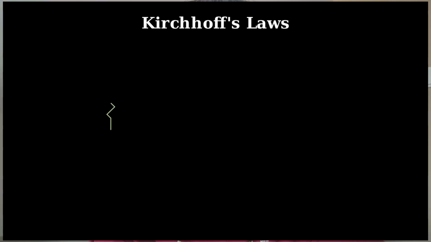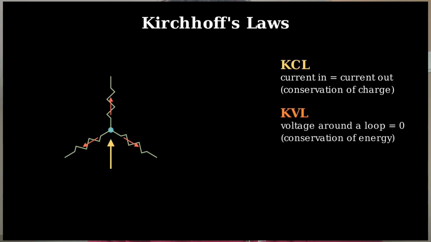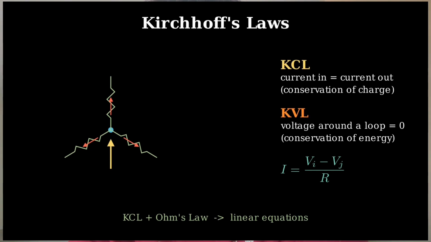Build a linear system with Kirchhoff's laws. First, Kirchhoff's current law, or KCL, says that the total current entering a node equals the total current leaving the node. This is based on conservation of charge. Second, Kirchhoff's voltage law, or KVL, says that the total voltage rise and voltage drop around a closed loop is zero. This is based on conservation of energy. In our example, we will use KCL and nodal analysis. If two nodes have voltages Vi and Vj, and a resistor R connects them, the current is I = (Vi - Vj)/R. This expression is linear, so KCL naturally gives a linear equation.